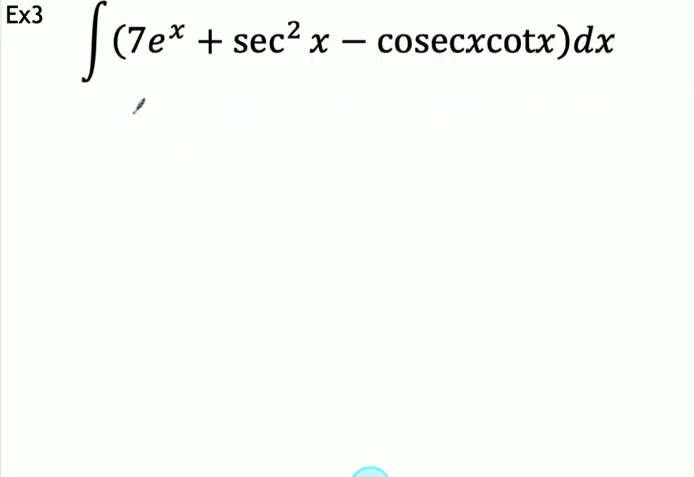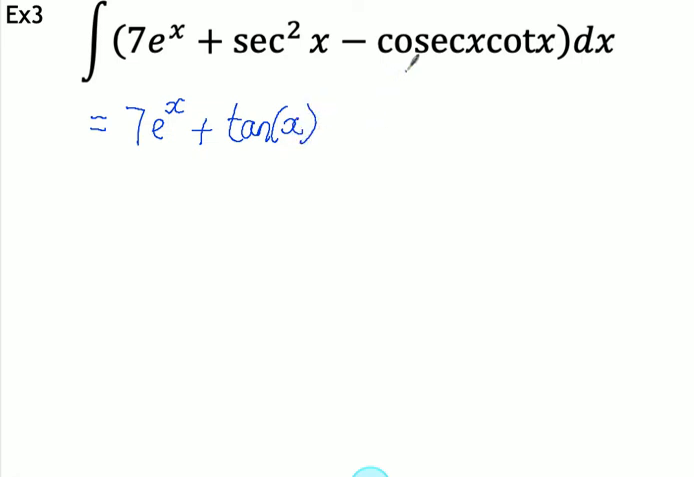Example 3 looks a little bit more complicated, but bear with it, it's not that bad, honest. 7e to the x, well, e to the x becomes e to the x. Now sec squared, you may know this from your knowledge of differentiation, however, it is in the formula book. So sec squared x, when integrated, becomes tan x.